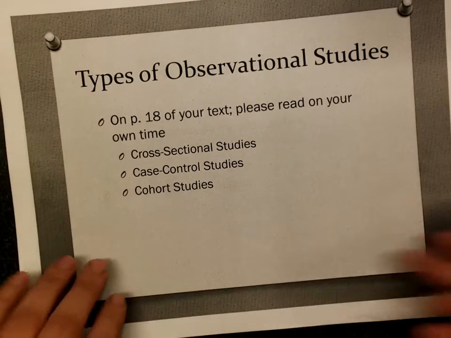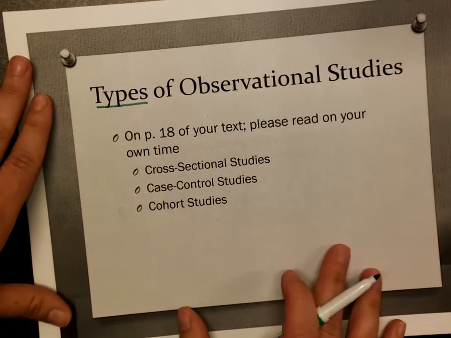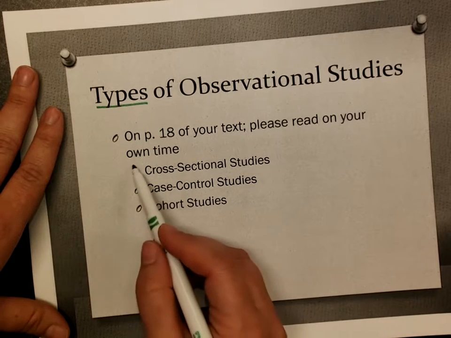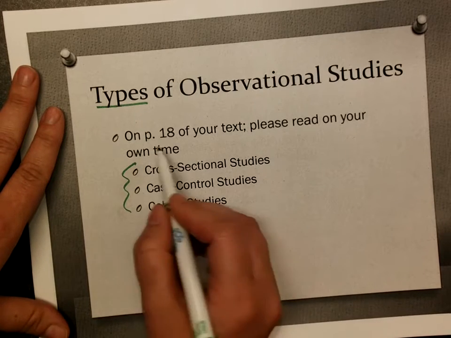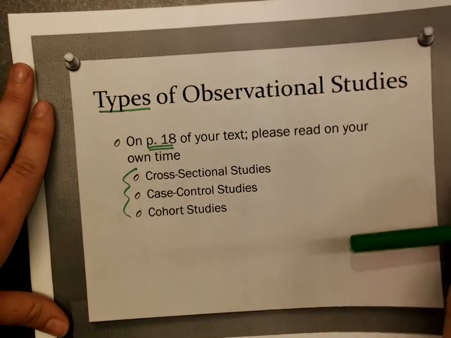The book talks about different types of observational studies. Again, this is not something I'll be testing over. There might be a question on your homework about the three different types of studies. It's on page 18 of your textbook, but it's not something we'll be testing over.